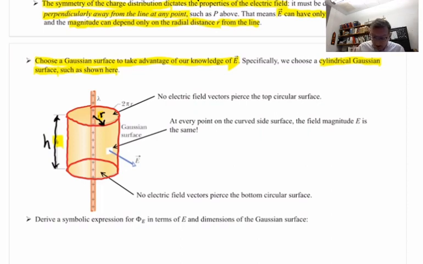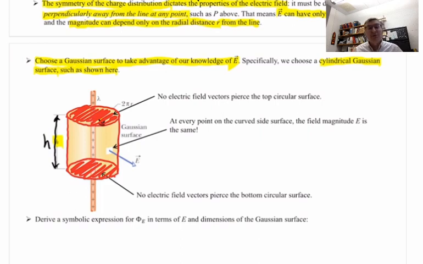Now let's look at that surface a little bit and think about the electric field vectors we've got from that line of charge. Well, the cylindrical Gaussian surface, that's shaped like a kind of a soup can, is naturally divided up into three parts. There's a circular top cap, a circular bottom cap, and then a curved side.